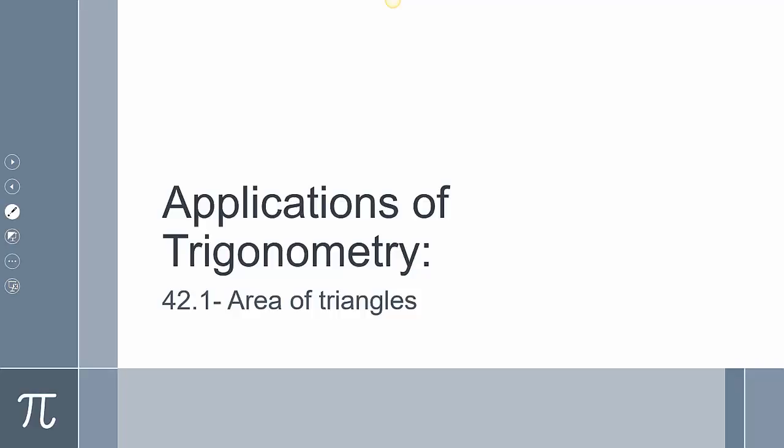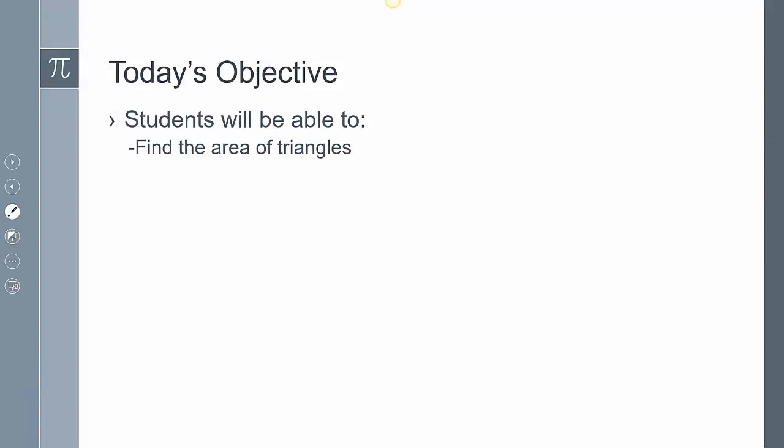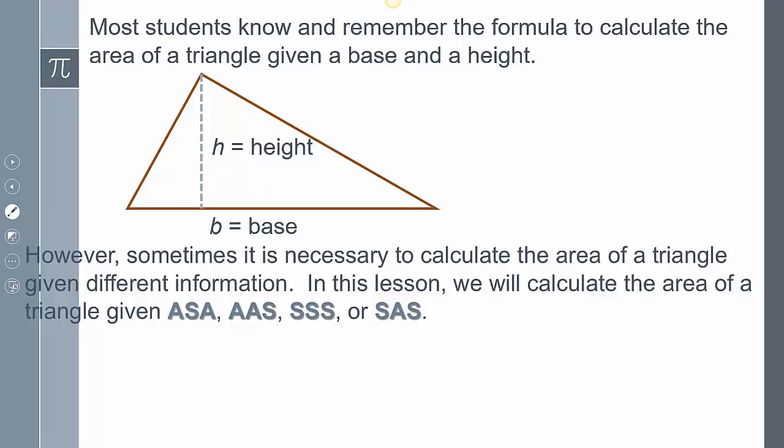Today we're going to look at 4.2-1, the area of triangles. So today we're going to find the area of triangles. Traditionally, for us to be able to find the area of a triangle, the formula that we've used is 1/2 base times height, and we employed methods to find what the base is or what the height is. However, sometimes it's necessary to calculate the area of a triangle given different information. So in this lesson, we're going to calculate the area of a triangle in these different formats.